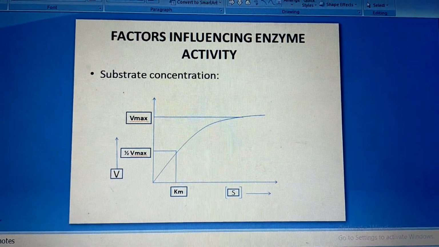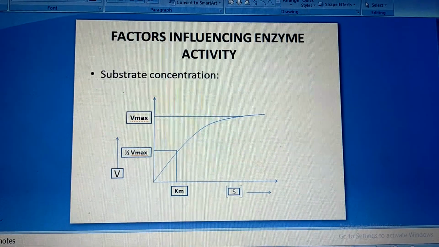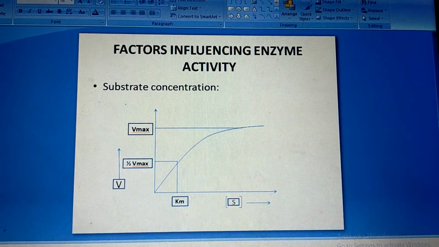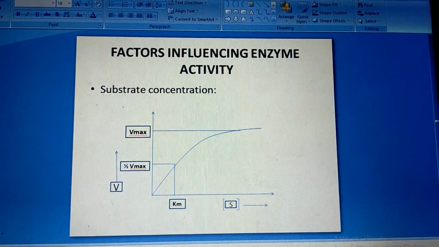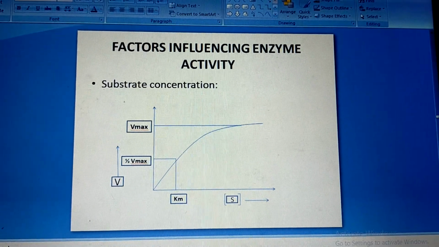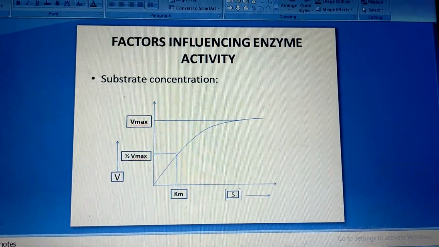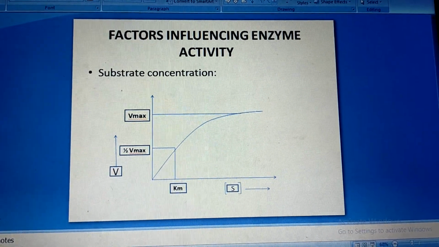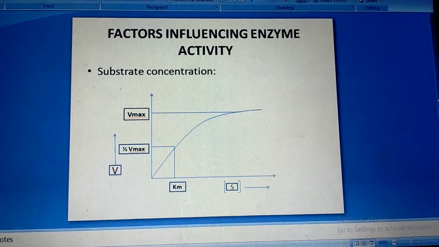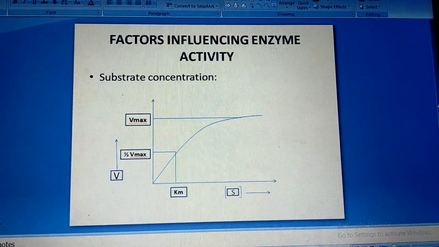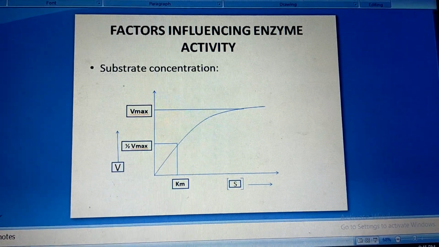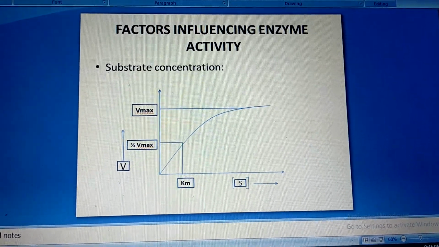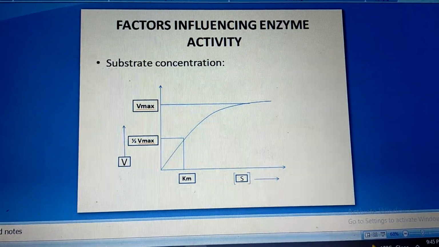Now the second factor which affects enzyme activity or velocity of the reaction is substrate concentration. As we go on increasing the substrate concentration, from the graph we can see that initially velocity of the reaction also increases, but a time will come where we get a flat curve, because if we increase the substrate concentration at that point, velocity of the reaction does not increase. So we will get a hyperbolic curve.